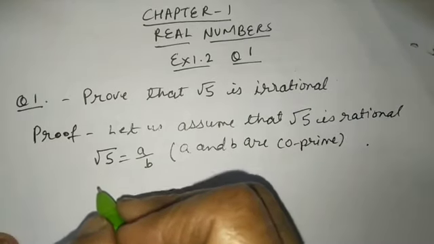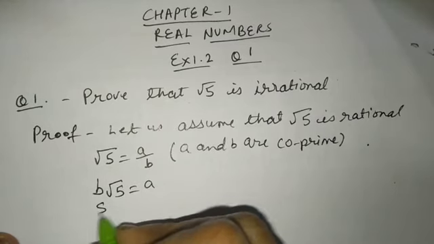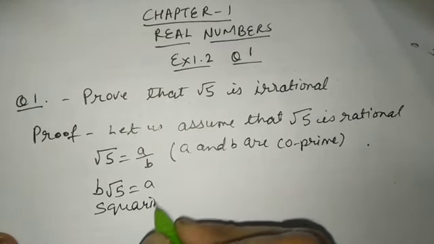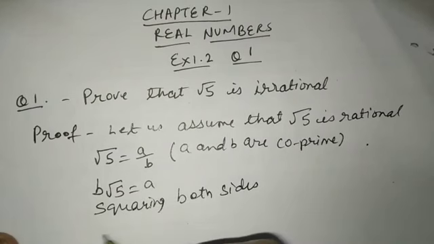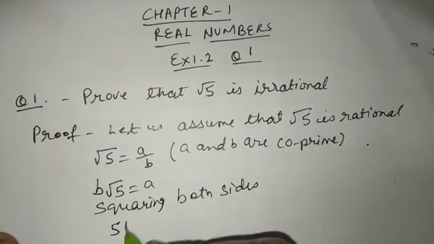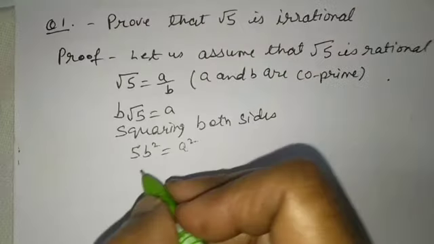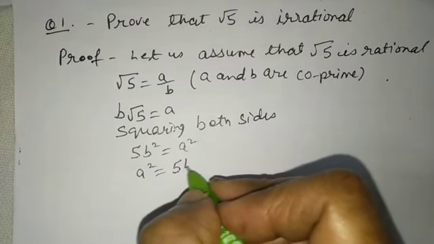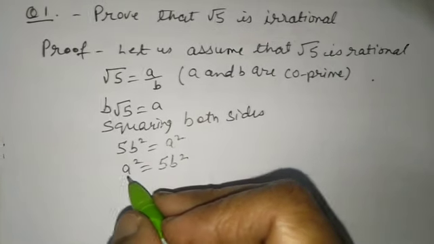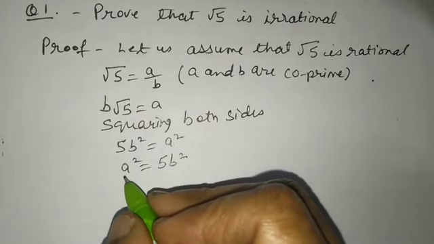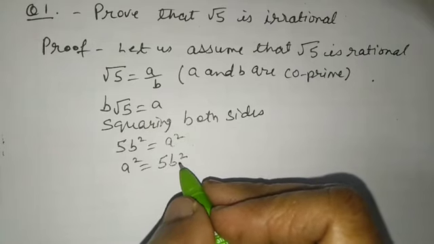So now we are going to rearrange this. We have root 5 is equal to a by b. Now we square both sides, and we get 5b square is equal to a square, or you can write a square is equal to 5b square. So here we clearly see that a square is divisible by 5 because a square is equal to 5 multiplied by the square of some number.